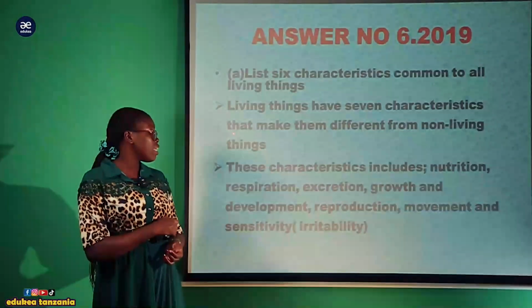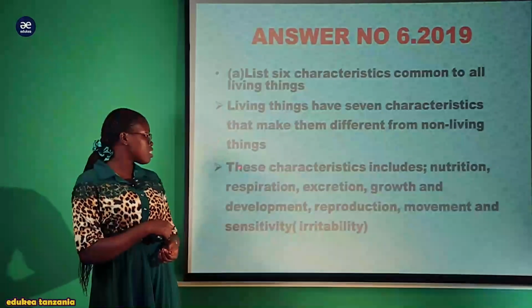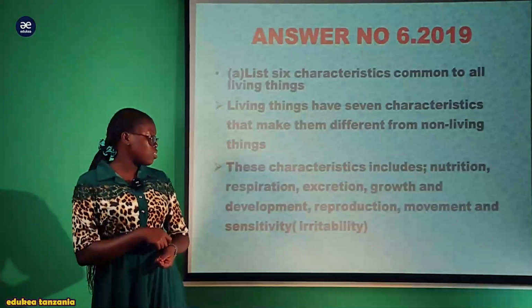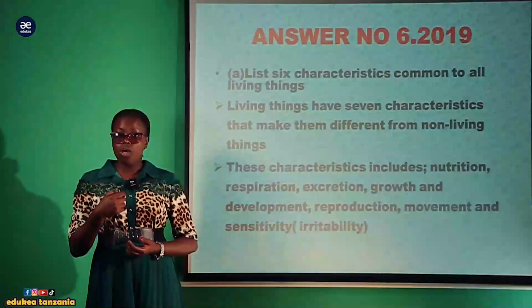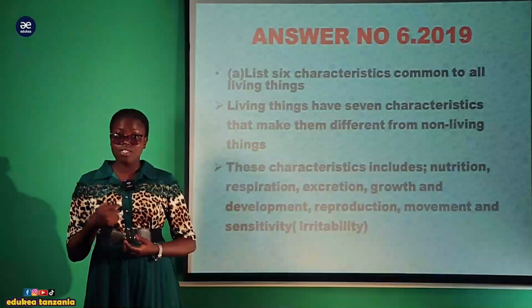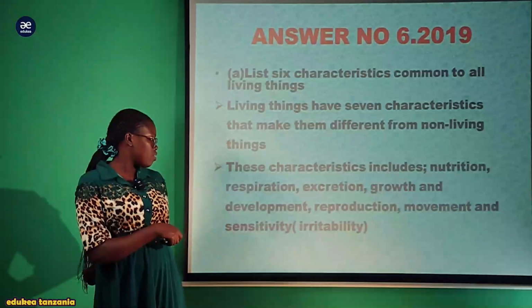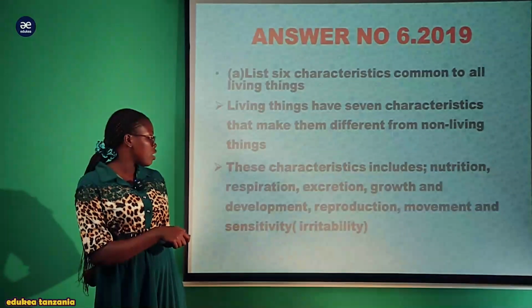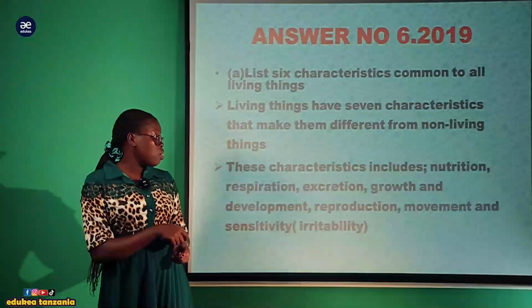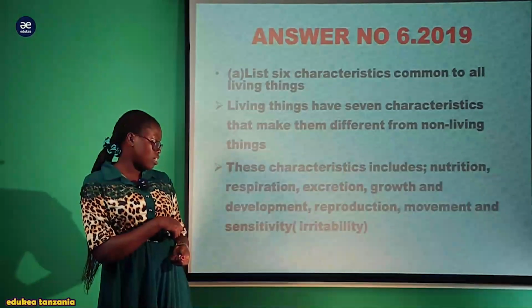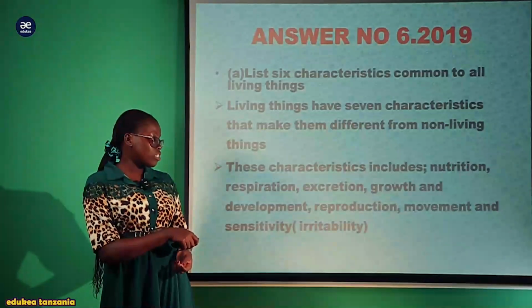So, the living things have 7 characteristics that make them different from non-living things. And these characteristics include nutrition, respiration, excretion, growth and development, reproduction, movement and sensitivity. Kwa hiyo kwako wewe, my lovely Form 2 student, you just needed to mention these characteristics. Nutrition ya kwanza, respiration ya pili, excretion ya tatu, growth and development ya 4, reproduction ya 5, movement ya 6, alafu sensitivity ni ya 7. So you are needed just to mention the 6.